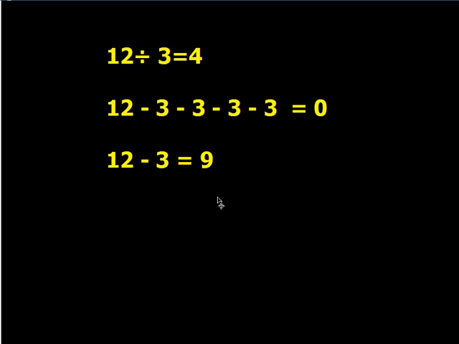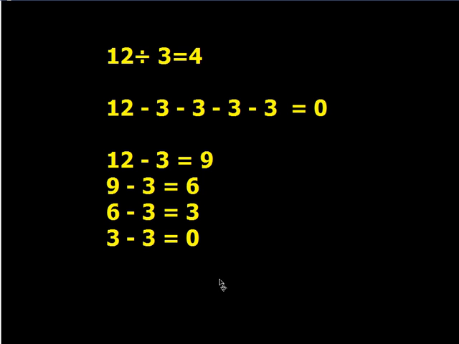12 take away 3 equals 9. Then 9 take away 3 equals 6. 6 take away 3 equals 3. And 3 minus 3 equals 0. And we can note here on the side that we've subtracted the number 3 four times.